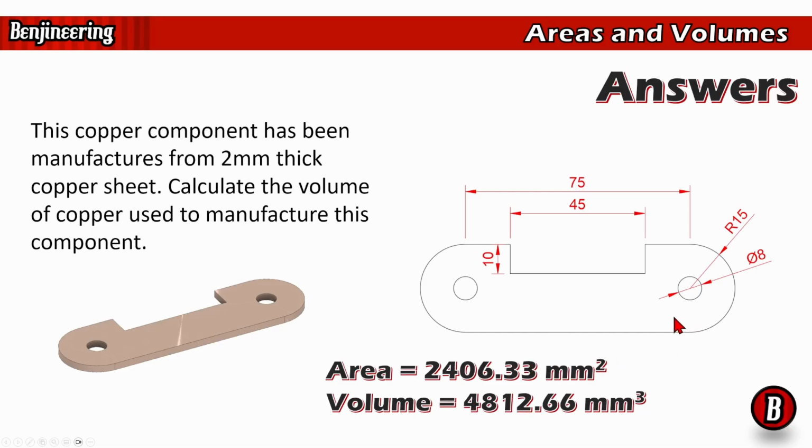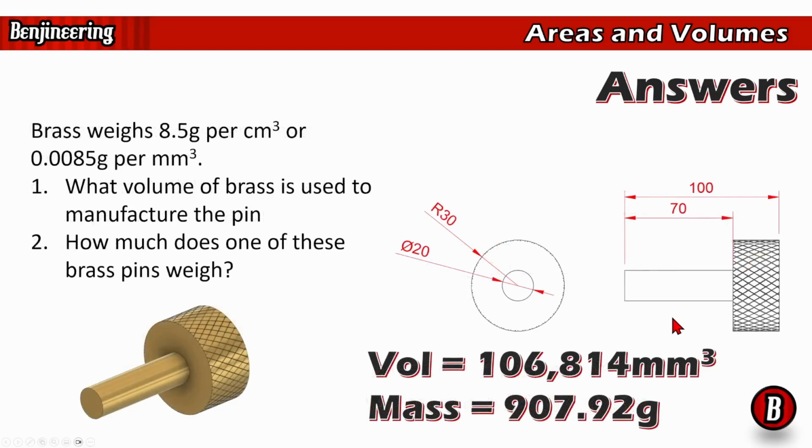Right, the final example then, let's have a look at the brass pin. So this is quite a chunky brass pin. So it's 100 millimeters long, or 10 centimeters. It's 60 millimeters across, so it's quite a big thing. And we were interested in working out the mass and the volume. So the volume is 106,814 millimeters cubed, and the mass is about 907 grams. Okay, so nearly a kilo.